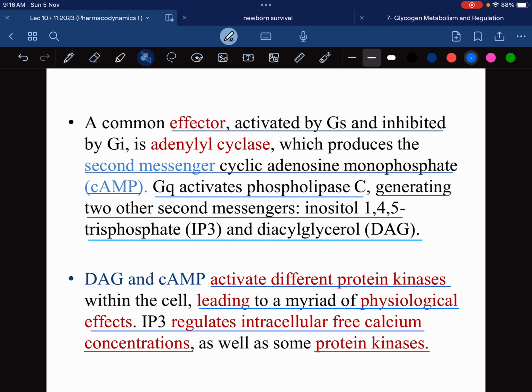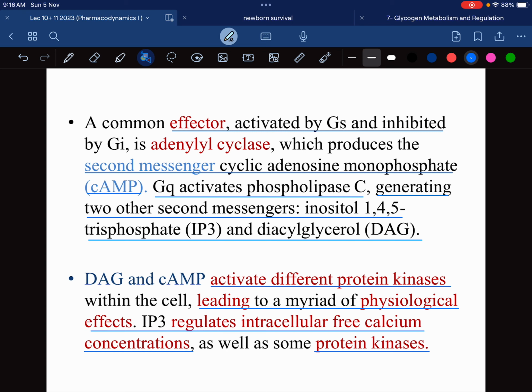Different types of second messenger will produce different functions and biological activity, depending on what type of second messenger will be produced from that drug according to its G-protein: Gi, that means inhibitory G-protein, or Gs, stimulatory G-protein, or Gq. So according to the type of the G-protein, the agonist, when it binds, will produce a different second messenger and a different biological activity will be produced.